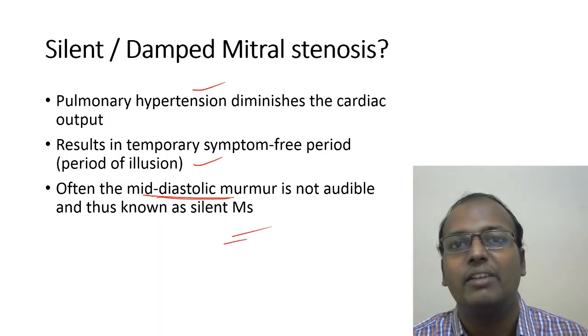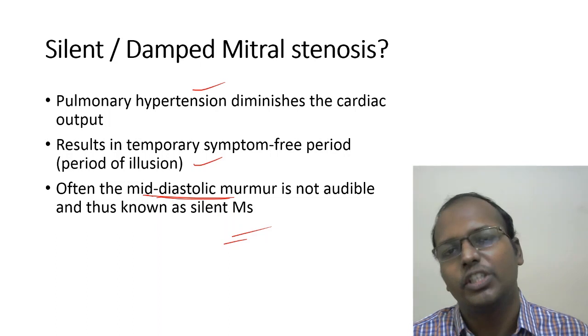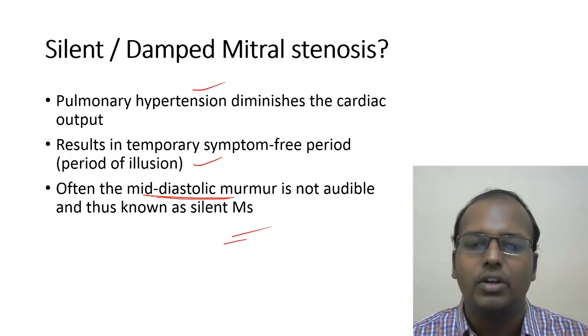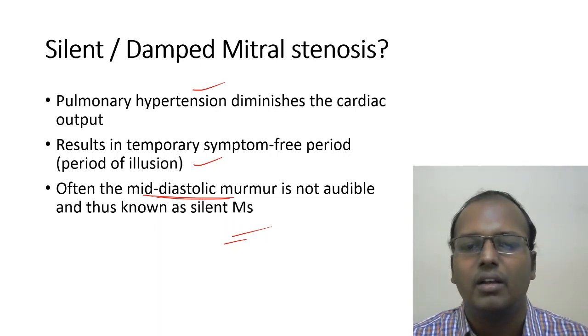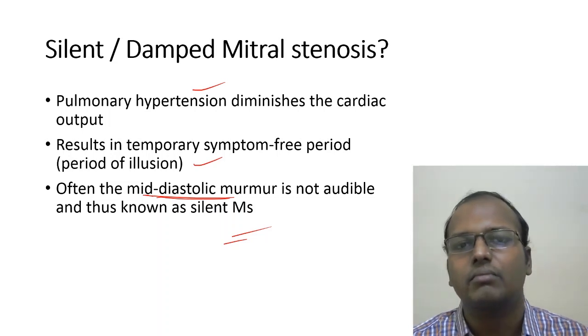One other mechanism which is explained for this is, as the right ventricle enlarges, it pushes the apex and changes the position of the heart. So that can also lead to your non-audible mitral stenosis murmur, that is a non-audible mid-diastolic murmur.